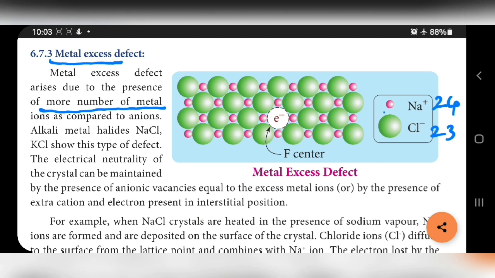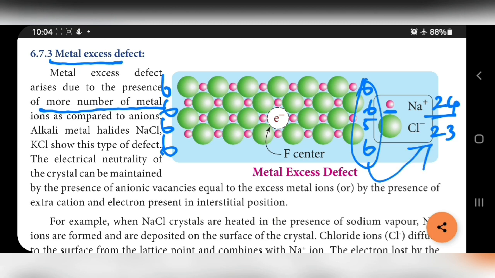See this picture, the small spheres are sodium. In the first row 6, in the second row 6, in the third row 6, in the fourth row 6. So only 24. How many chloride ions are present? In the first row, the large spheres, 6, in the second row 6, but in the third row only 5 large spheres are present, and the fourth row as usual 6. So the total number is 23. From this picture we can understand the metal is present excessively, so it is called metal excess defect.